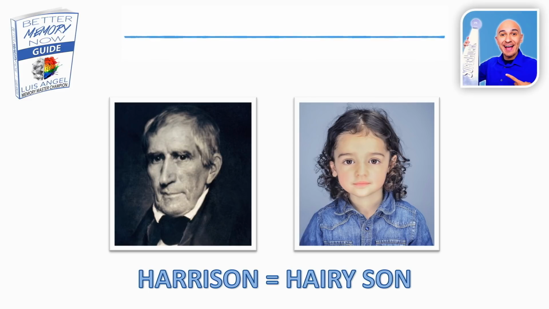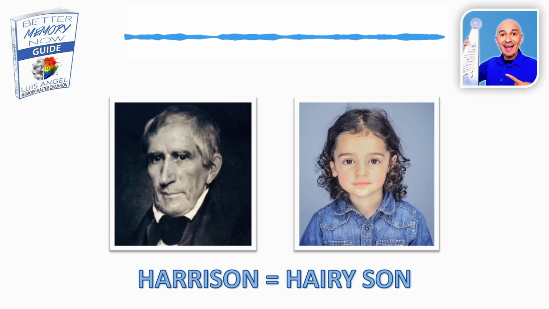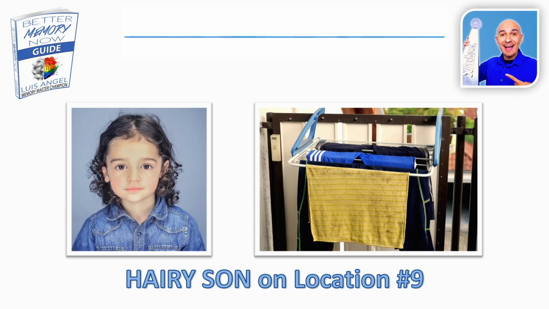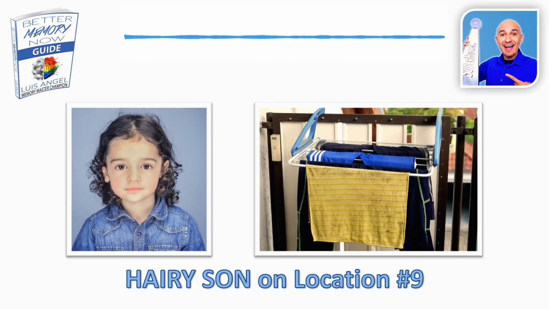So for William Henry Harrison, we would take Harrison and turn that into an image or an association. I picture a hairy son. So little boy that's very hairy. My ninth location is a towel rack. So I would see the little hairy son, the little hairy boy, maybe trying to dry his hair on the towels on the towel rack, and then his hair gets tangled up and he starts screaming and yelling for his mommy.